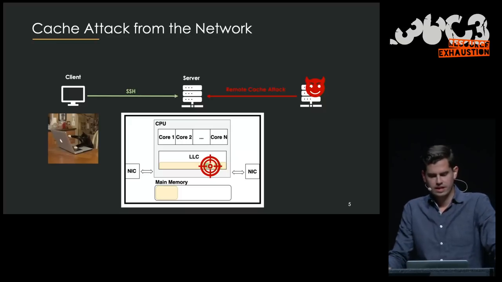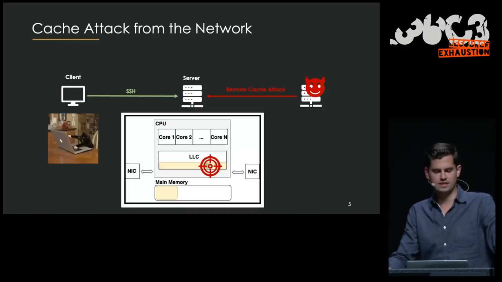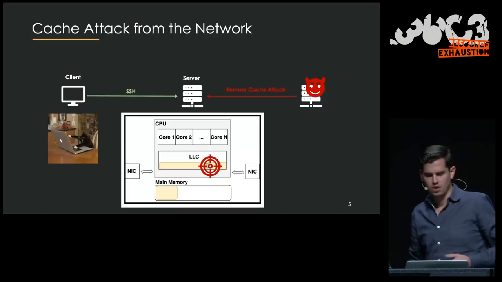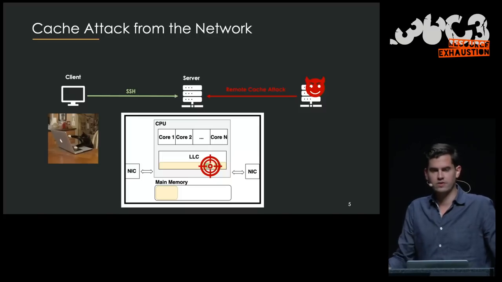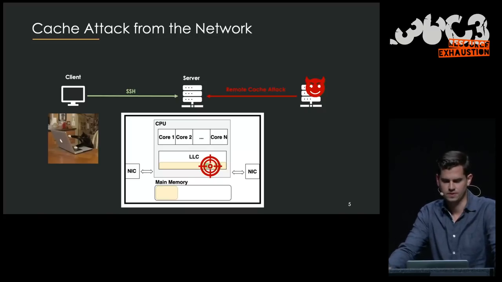Now, the attacker, at the same time, launches a remote cache attack on the last level cache by just sending network packets. And by this, we can actually leak arrival times of individual SSH packets.